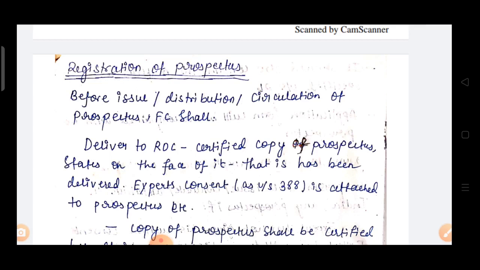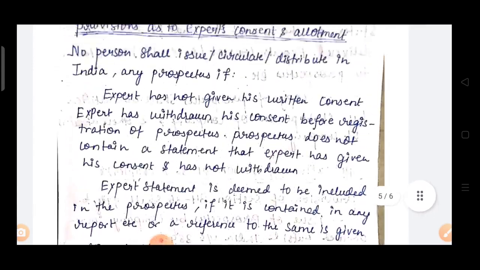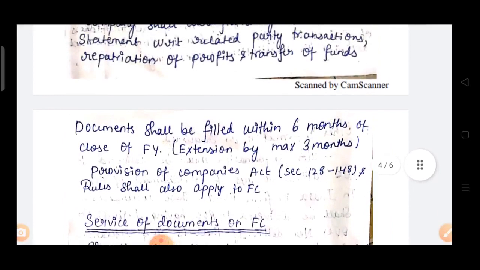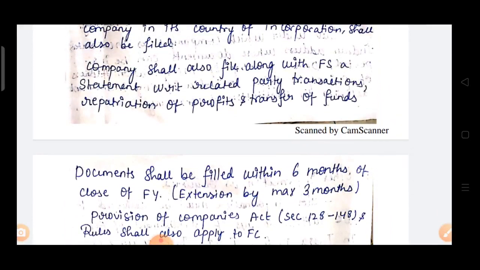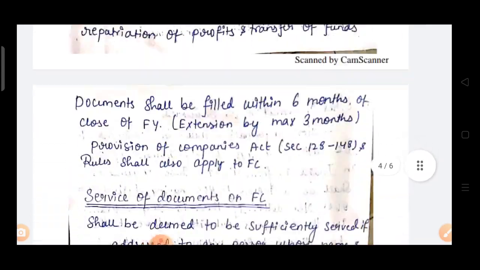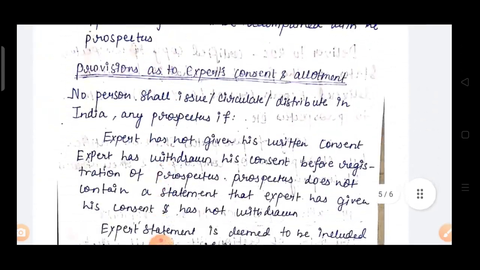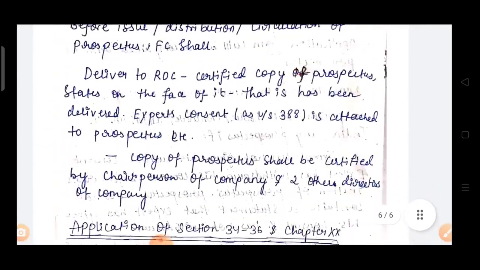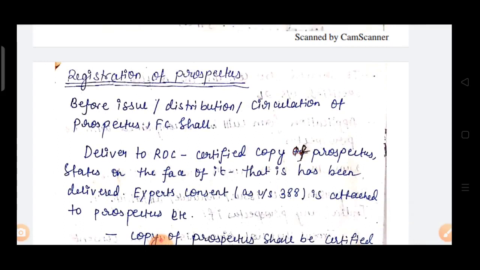Okay, so before issuance of the prospectus, over here it was given that expert consent was required, and a statement that the expert has given his consent and has not withdrawn it was necessary. Then one more point was given here: before issuance, it must be dated and signed. Now again it says that before issuance of the prospectus it must be delivered to the ROC, and on the face of it must be written that it has been delivered. Okay, means first it should be delivered to the ROC, then it will be circulated.